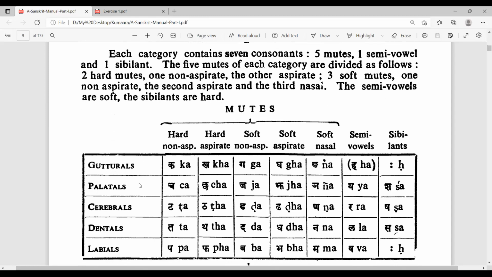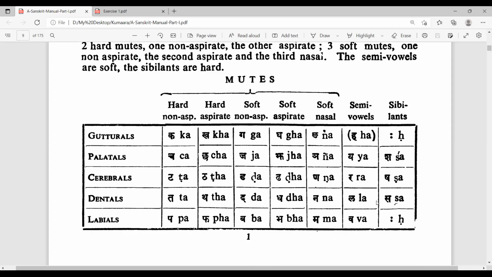There's Kantya: gutturals, palatals, cerebrals, dentals, labials. Then the first letter of all the classes and the second letter are hard consonants. Hard, non-aspirate is alpa prana; hard aspirate is maha prana. Similarly, non-aspirate and soft aspirate. Then soft nasal, semi-vowels, and sibilants.